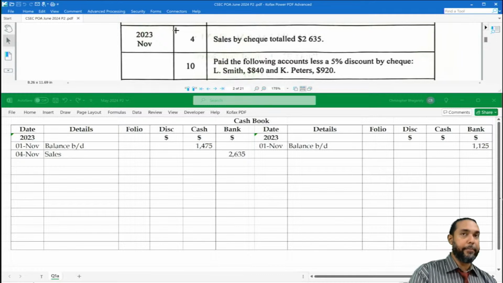Right. Okay. So next item. It says paid the following accounts less a 5% discount by check. L. Smith and K. Peters. If we are paying by check, what account is affected? Cash or bank? Bank. Good. If we are paying, is our money going up or down? Down. If we are paying, we lose the money.